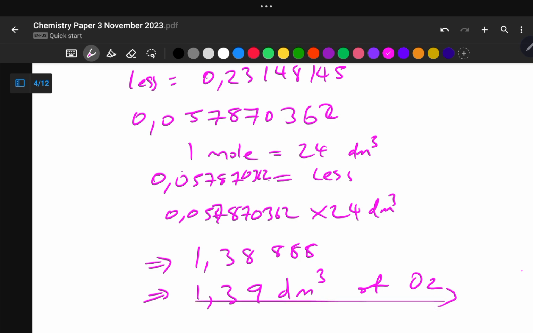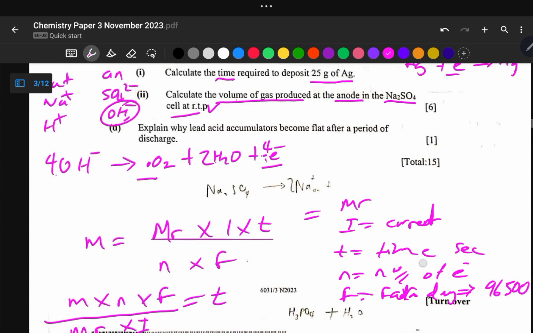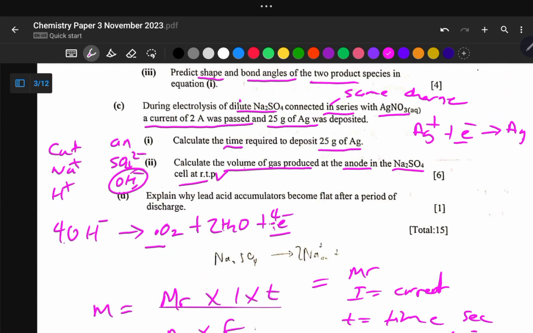So we move on to the next part of the question, which says, explain why the lead acid accumulator becomes flat after a period of discharge.